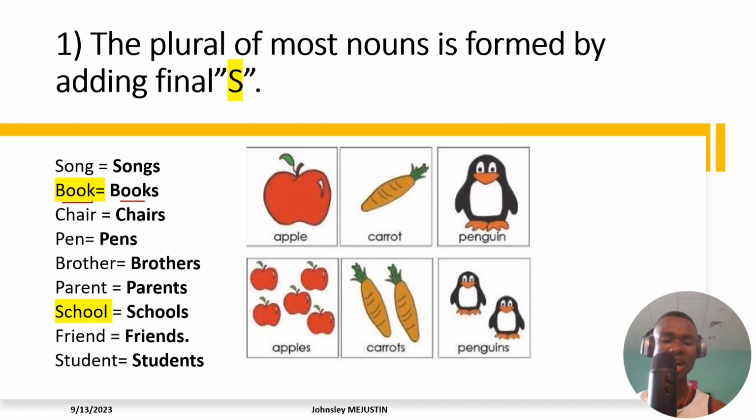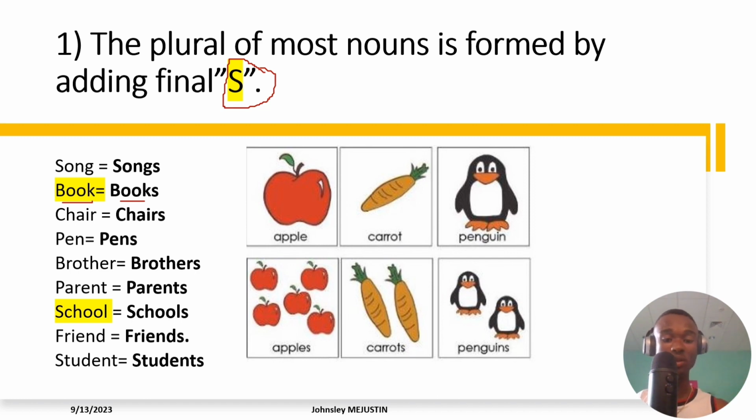Chair, chairs. That means more than one chair. Pen, pens. Pens is more than one pen. Brother, brothers. Parent, parents. School, schools. Friend, friends. Student, students. You see? So that's the general rule. This is very straightforward, very easy. Just add that final s to most nouns in order to have the plurals.